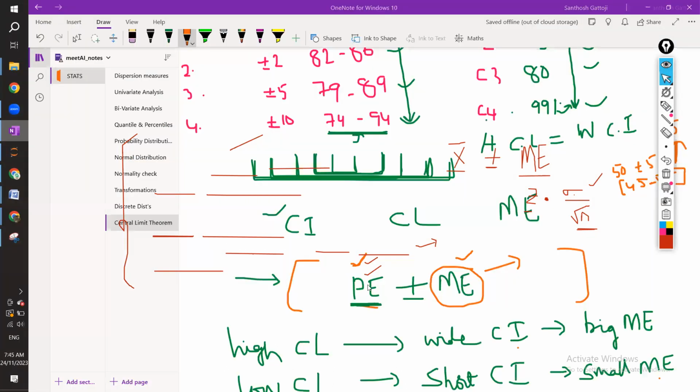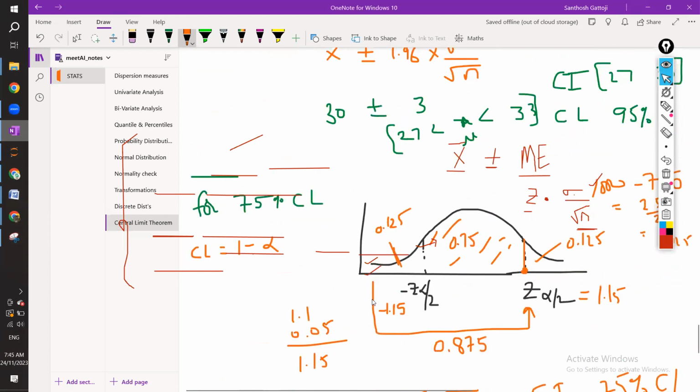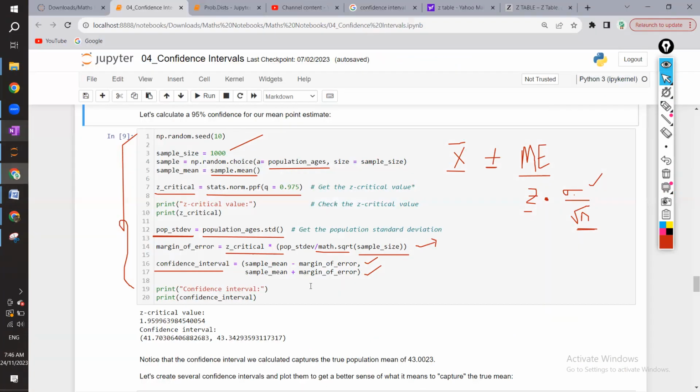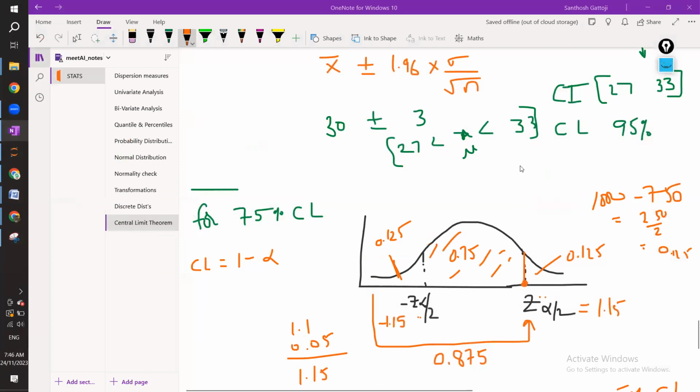So that means we are capturing this particular area, this area alpha by 2, Z alpha by 2. You want to calculate these points, minus Z alpha by 2 to plus Z alpha by 2. So you want this area between them. But if you go by the formula, I would say that is easy: x bar plus or minus margin of error. So for 0.975 at 95% confidence level, what is the Z critical value? We are printing the Z critical value, it is 1.959999 something. So how much did we get? If you see in our case, how much did we get?